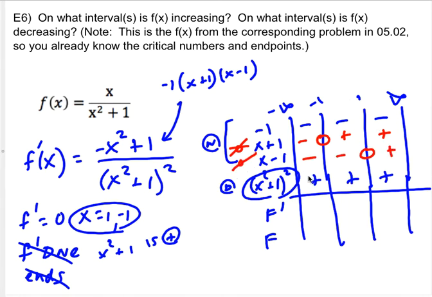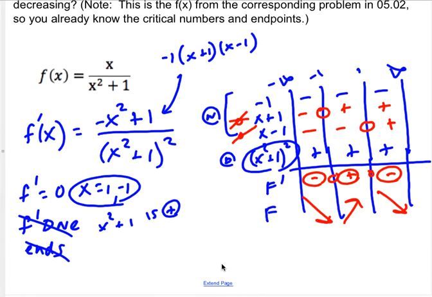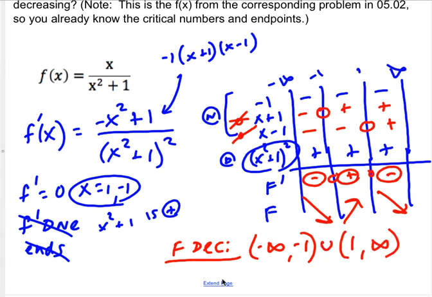So what happens is I get 3 negatives, which nets negative, 2 negatives, which nets positive, and 1 negative, which nets negative. So what's going to happen is my f is decreasing, then increasing, then decreasing again. So my answer is that f is decreasing on the window from -infinity to -1 with a parenthesis and from 1 to infinity, and that f is increasing on the window between those two values, so -1 to 1.